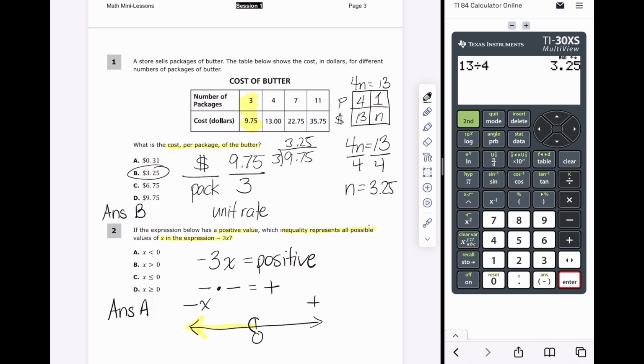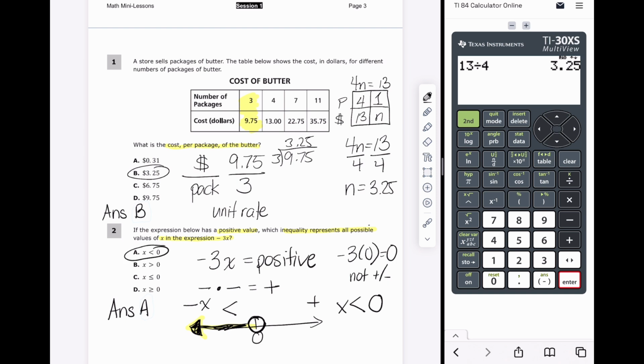Now, do I want to include 0? Yes or no? I want everything to the left of 0, but what about 0? And if you're not sure, just multiply it and see. Negative 3 times 0 is just 0, which is not positive or negative. It's nothing. So I don't want to include 0. So I want everything less than 0. So how do I write that? I want x to be all numbers that are less than 0. And that's why the answer is A.